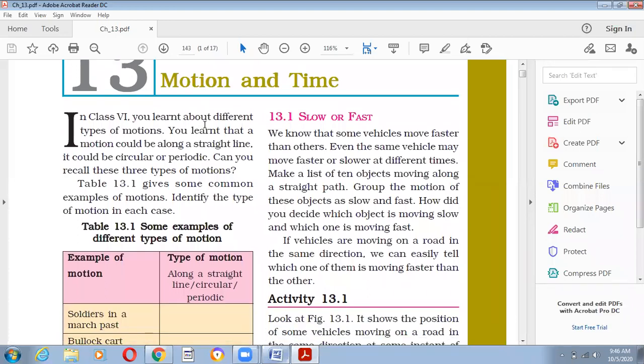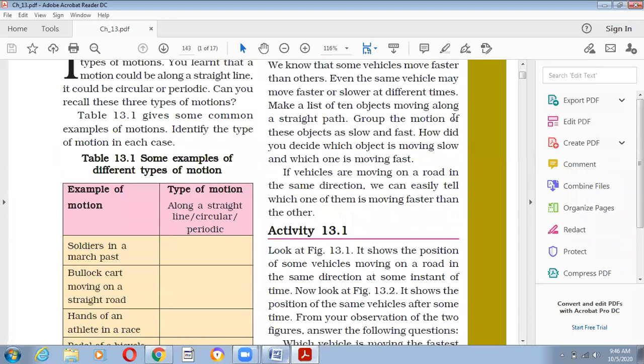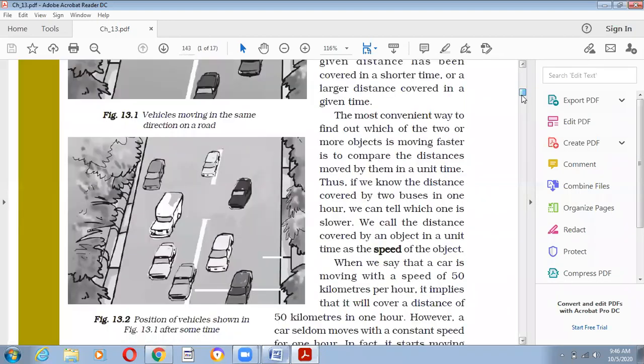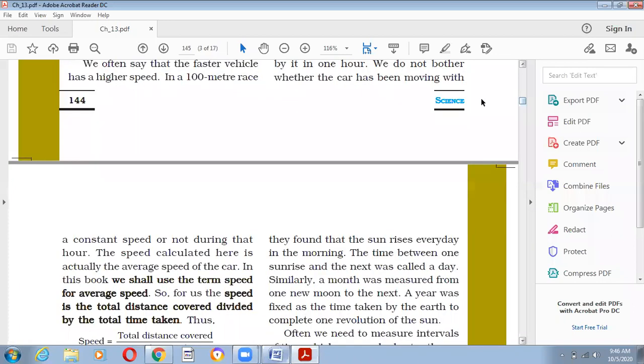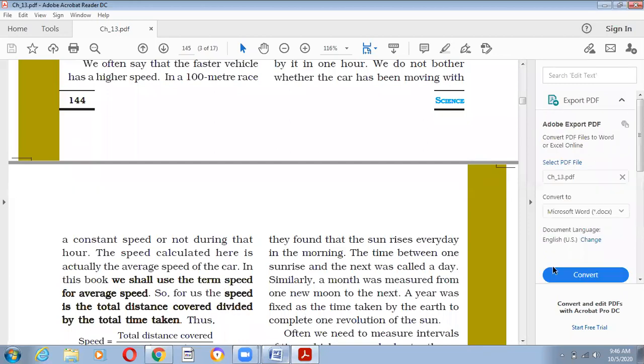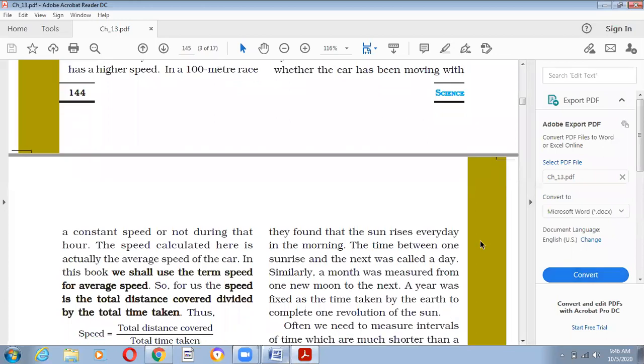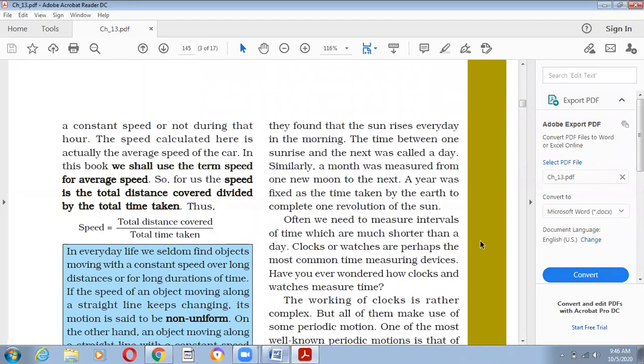In motion and time, we discussed slow and fast motion, the motion which takes place at a slow rate. Then we discussed speed. In speed, we discussed the numericals related to this topic. Then the formula for speed: distance upon time taken. Then we discussed uniform and non-uniform motion.